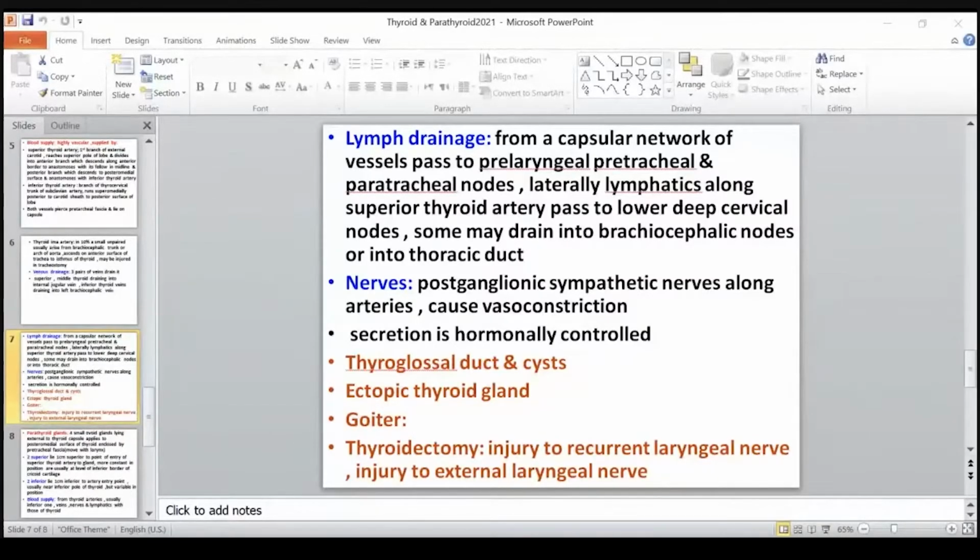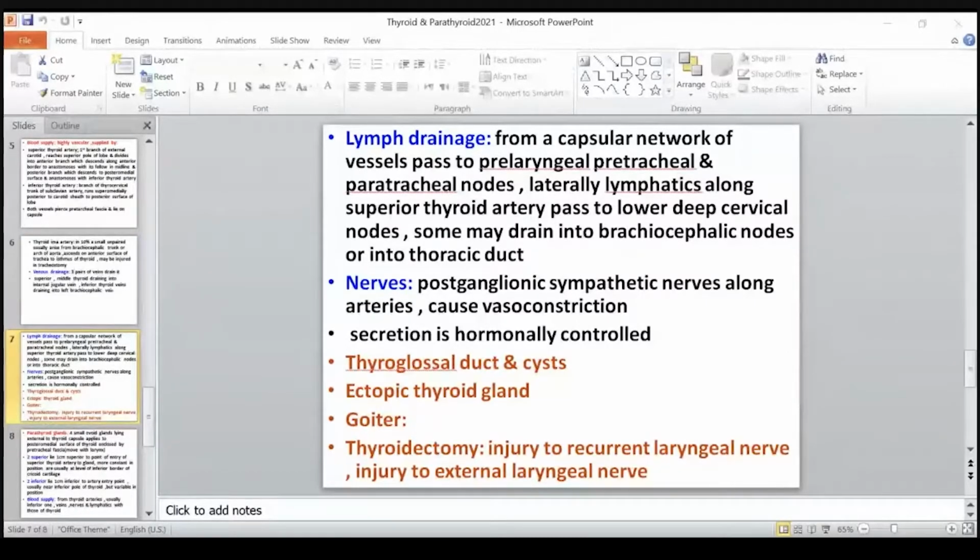Now the word goiter, which is in front of you, means an enlarged thyroid gland due to any cause. Once it becomes enlarged, we call it goiter. Sometimes one lobe is enlarged and the other is normal; this is called lobular goiter. Sometimes there are nodules or cysts inside it; these we call nodular goiter. So any enlargement due to any cause is called goiter.